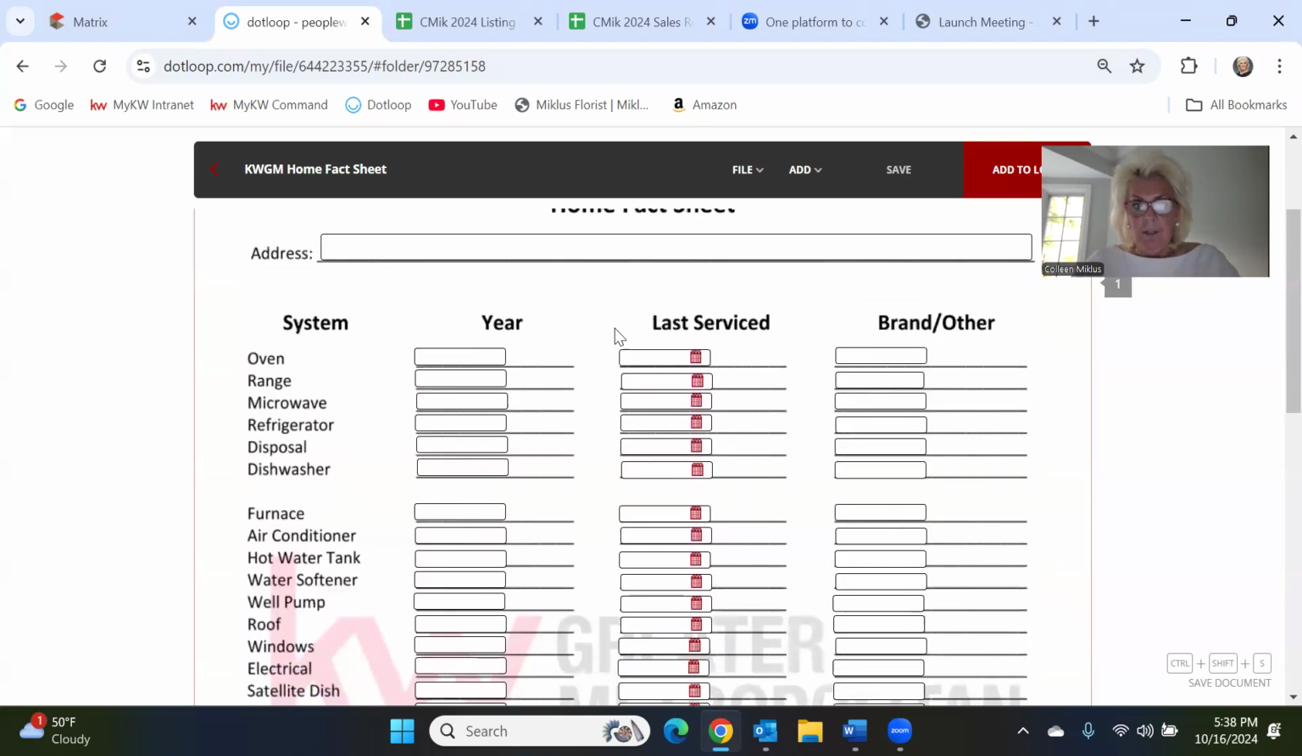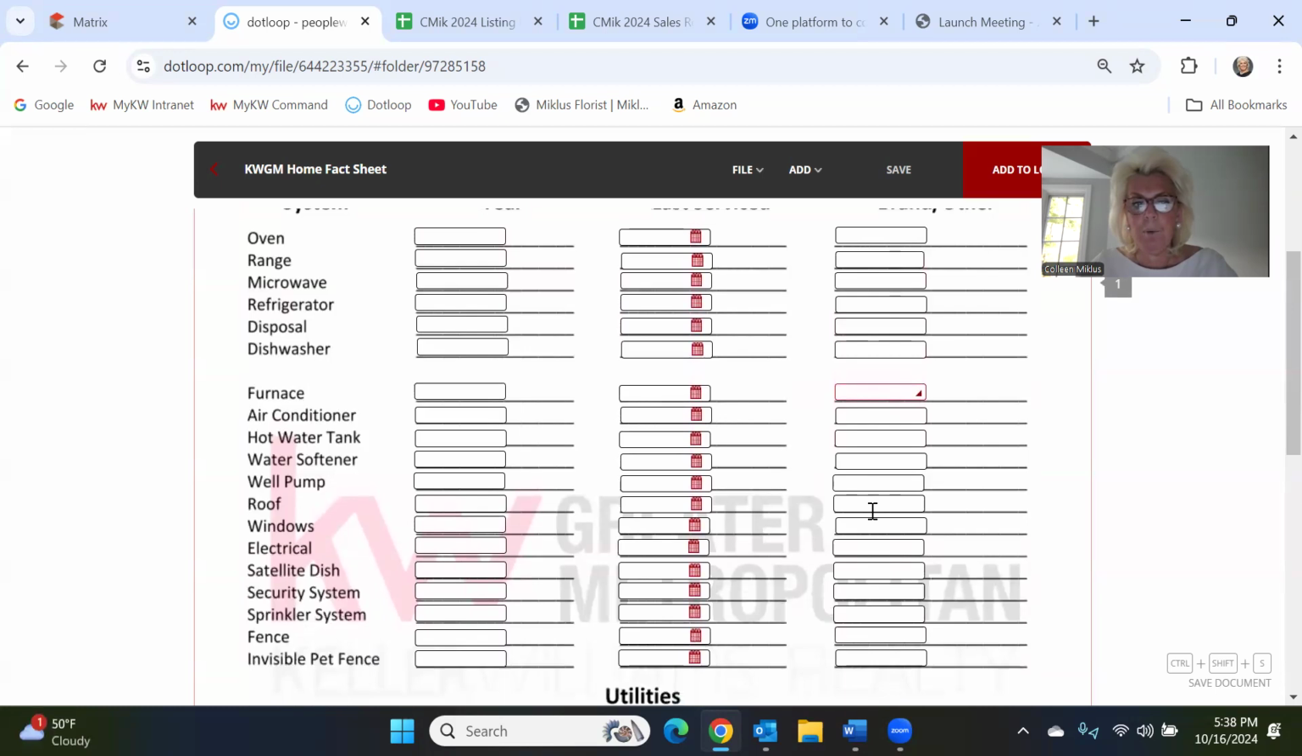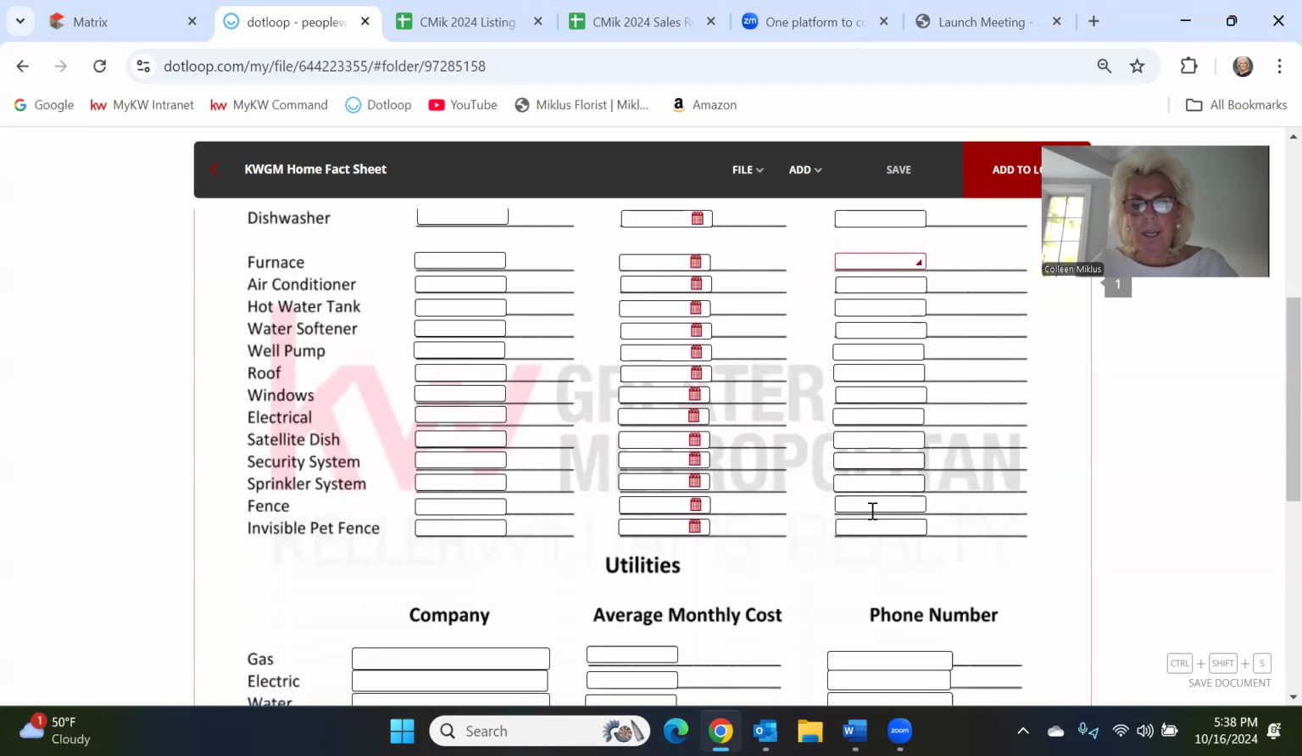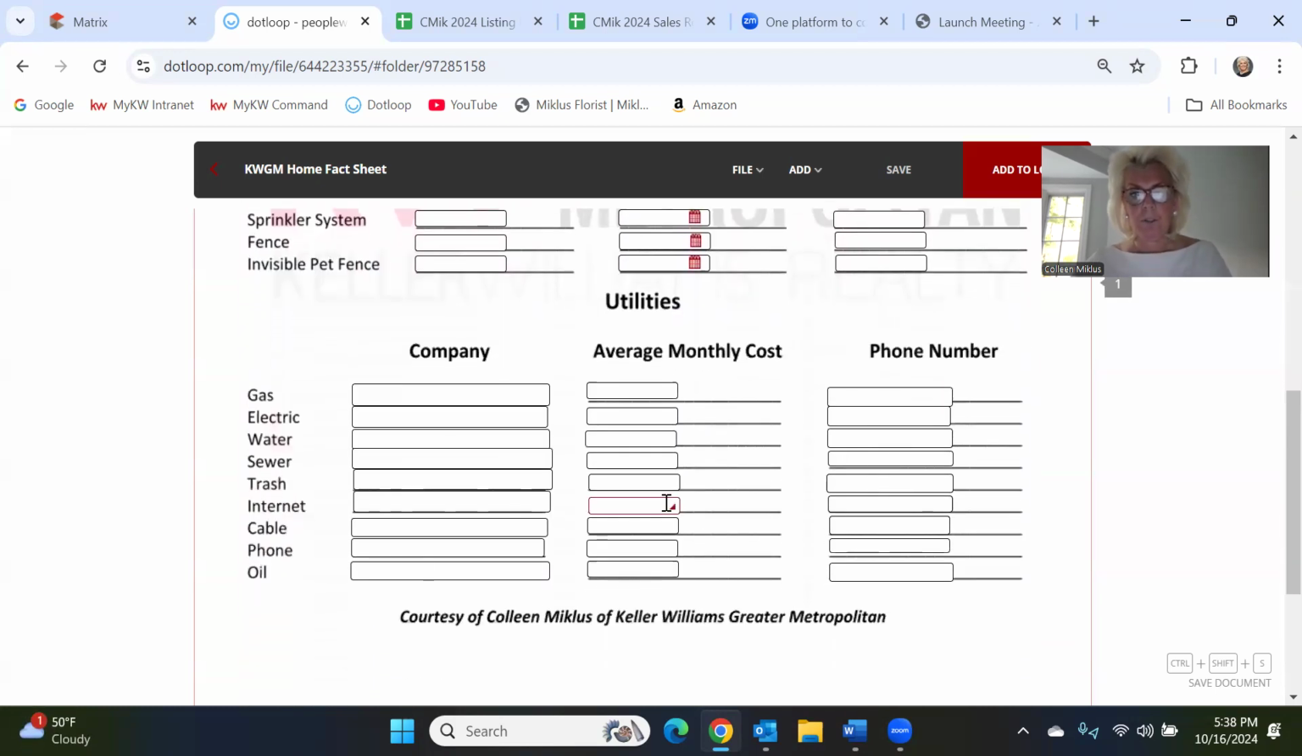Okay. You're also going to want to make sure that you insert the last time it was serviced. Really, the only items we service are the furnace and air conditioner. I've never had people service other things unless it was broken, then they would put that. And then obviously you would put the brand name. Whether it be a Kenmore, a GE, a furnace would be a Rheem, Bradford White hot water tank, so on and so forth. And then at the bottom, you're going to want to input all of the utilities.